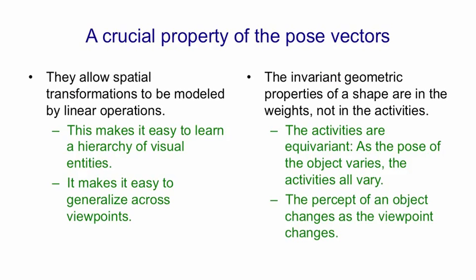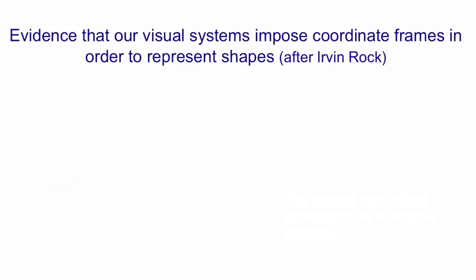I'm going to finish by giving you some evidence that our visual systems really do impose coordinate frames in order to represent shapes. This was pointed out a long time ago by a great psychologist called Irvin Rock.